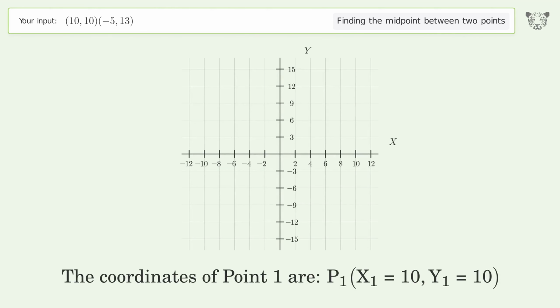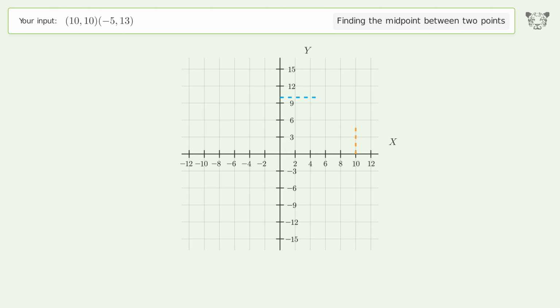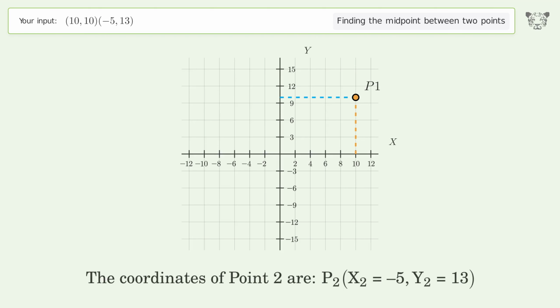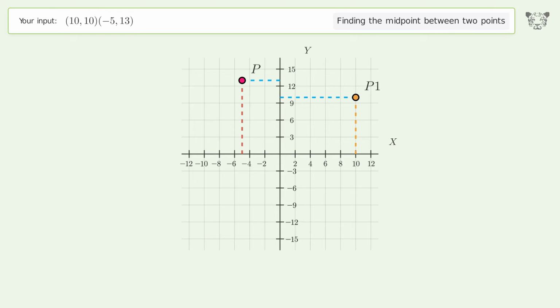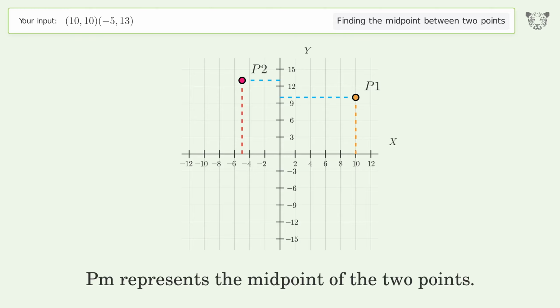The coordinates of point 1 are x1 equals 10, y1 equals 10. The coordinates of point 2 are x2 equals -5, y2 equals 13. PM represents the midpoint of the 2 points.